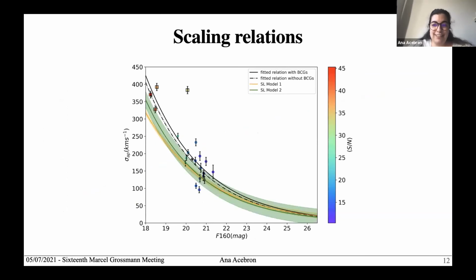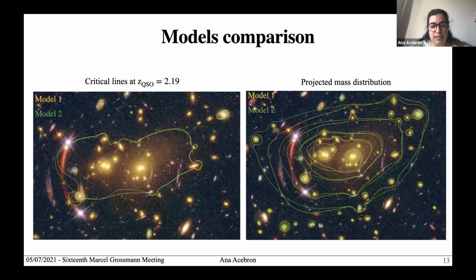Coming back to the scaling relations here, as I just presented, the measurements and the fit, and here in yellow and green, you can see the predictions based on the 2 strong lensing models I just presented, which are consistent with the data. So again, comparing these 2 models, we can see here on the left the critical curves, which are at the quasar redshift, and the predicted mass distribution on the right.